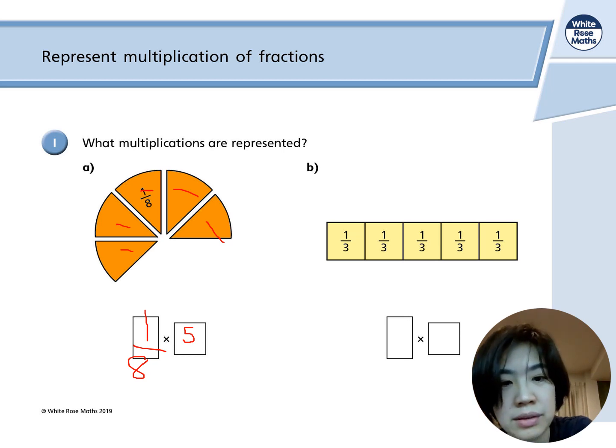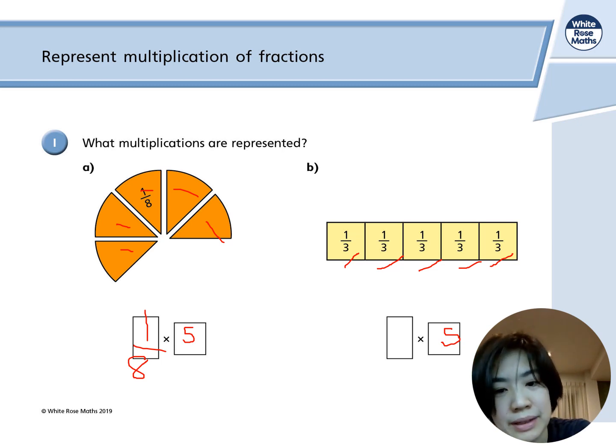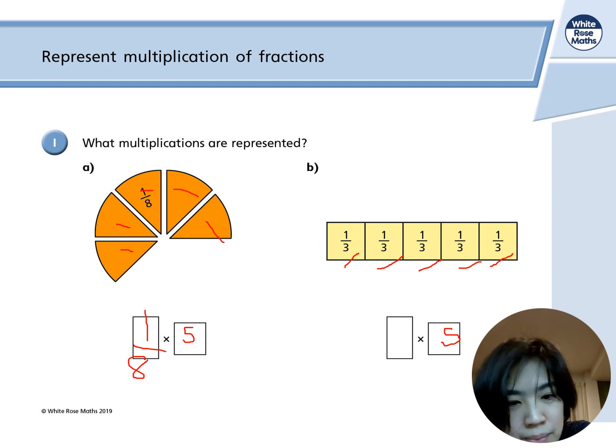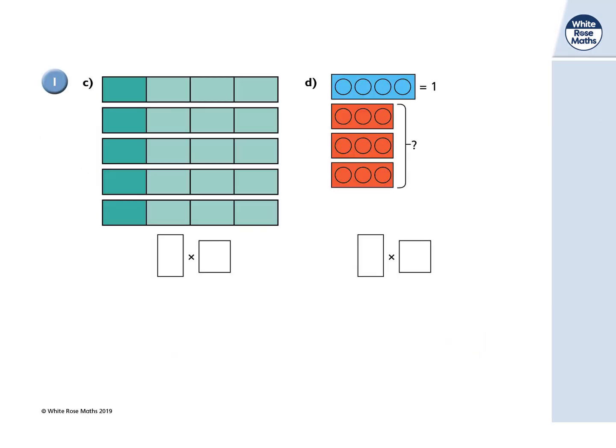Let's look at question B. We have 1, 2, 3, 4, 5 blocks, the same as the first question where we have 5 pieces of pie, but this is a kind of block, right? And the number in the block is, can anyone tell me? Okay, correct. It's 1/3. Very well. Let's move on to the next slide.